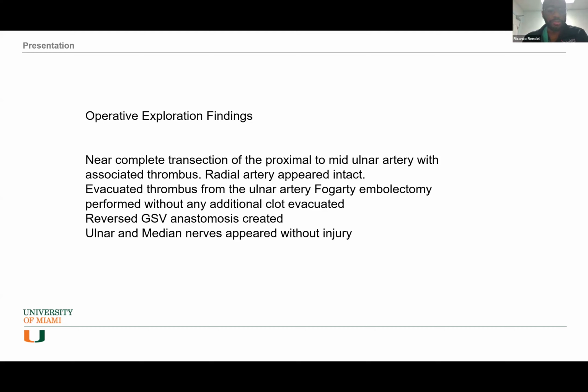We did our Fogarty embolectomy proximally and distally and evacuated a lot of thrombus from the ulnar artery. But the brachial artery and the radial artery all appeared normal.